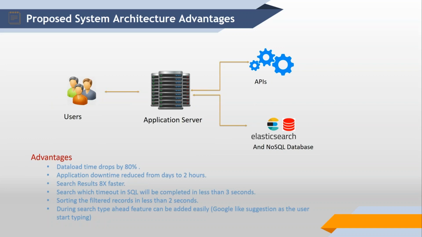Search results became more than 8 times faster, and the queries which were timing out in SQL were giving results in less than 3 seconds. Sorting and filtering records take less than 2 seconds. And it is very easy to add the type ahead feature that was still not added. With all this efficiency, we can definitely add this very easily, whereas on the SQL side, we need to think twice to make that change.